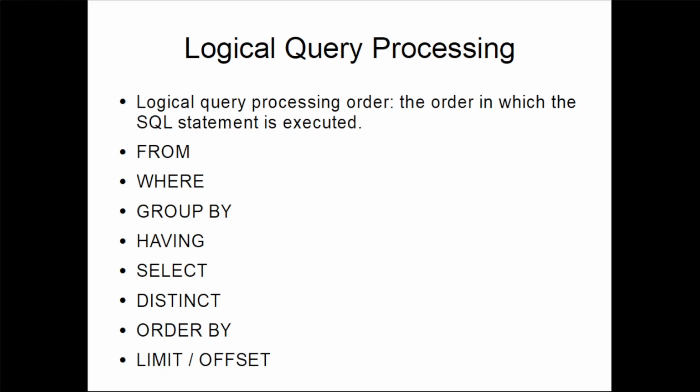Distinct removes duplicate rows if specified. Order by sorts the final result set. Limit/offset restricts the number of rows returned. Although SQL queries are written in a different order, understanding this logical flow helps optimize performance and avoid unexpected results.